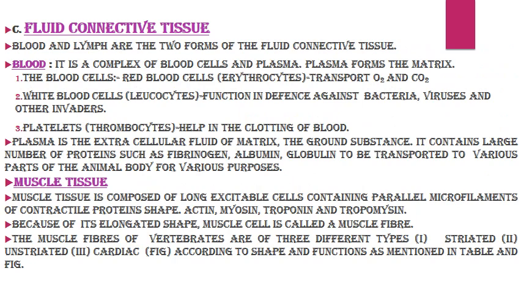Fluid connective tissue. Blood and lymph are two forms of the fluid connective tissue. Blood is a complex of blood cells and plasma. Plasma forms the matrix. The blood cells: red blood cells, also called erythrocytes, transport oxygen and carbon dioxide. White blood cells, called leukocytes, function in defense against bacteria, viruses and other invaders. Third is platelets. Thrombocytes help in the clotting of blood.